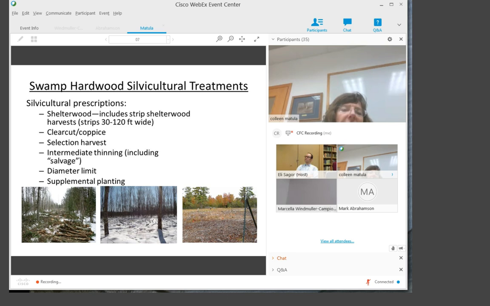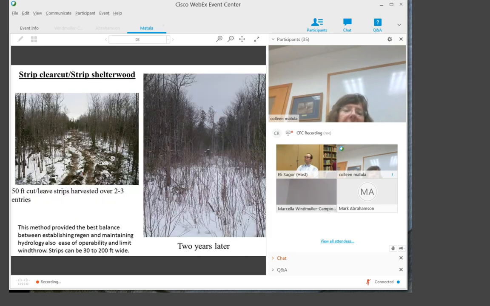The swamp hardwood silviculture treatments that we've taken a look at include shelterwood, clearcut, coppice, selection harvest, intermediate thinning, diameter limit, and supplemental planting. You can see some of the pictures below. The one to the far left is the strip harvest, the one in the middle is the intermediate thinning, and the one to the right is the supplemental planting. Now I'd like to review in more depth three of these silviculture treatments.